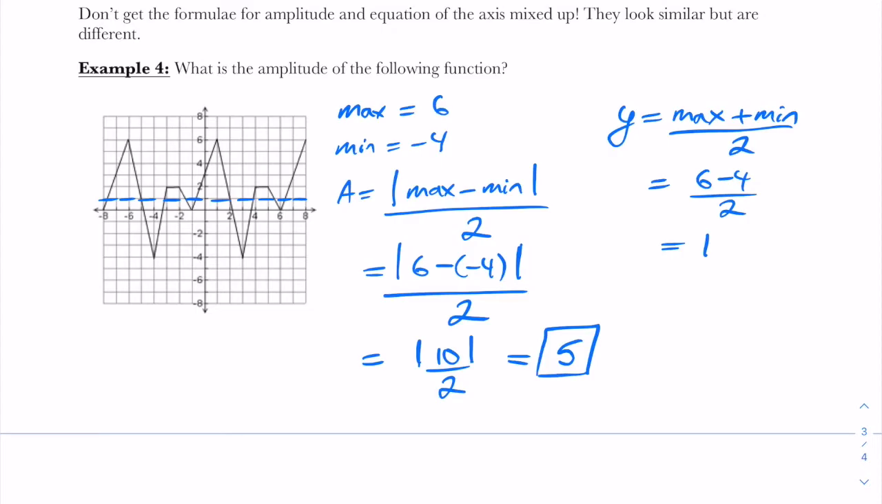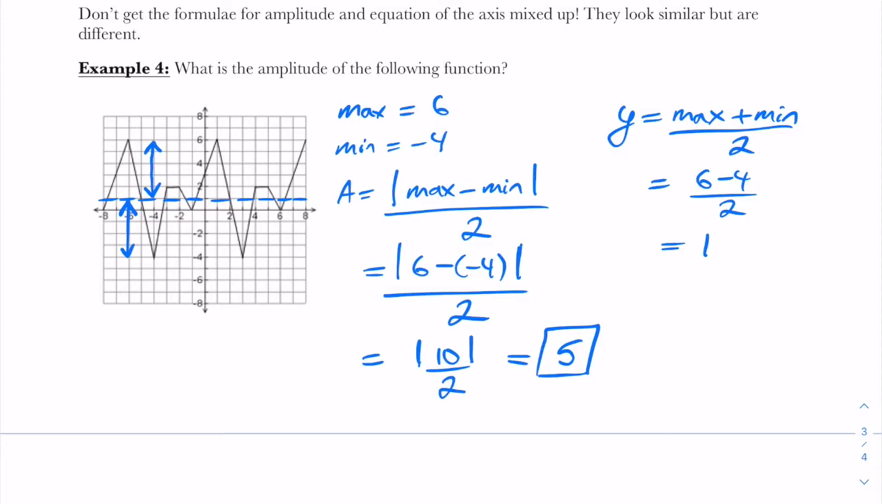And the amplitude would be the distance from the dotted line to the maximum. So just verify, is there a distance of 5 between the maximum and the dotted line? And you can just count on the graph, and yes, indeed, there are 5 squares between those 2 points. It's also the distance from the dotted line to a minimum. But remember, the amplitude is always positive. We're just counting the distance between the 2 points.